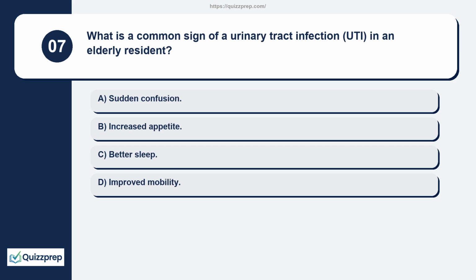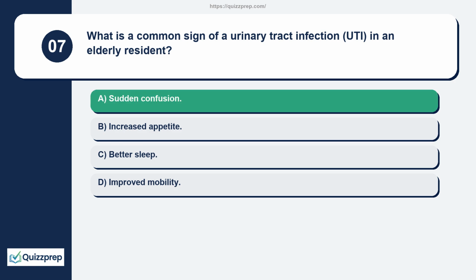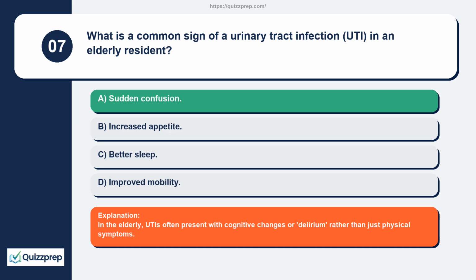Question 7. What is a common sign of a urinary tract infection, UTI, in an elderly resident? Sudden confusion, increased appetite, better sleep, improved mobility. In the elderly, UTI is often present with cognitive changes or delirium rather than just physical symptoms.